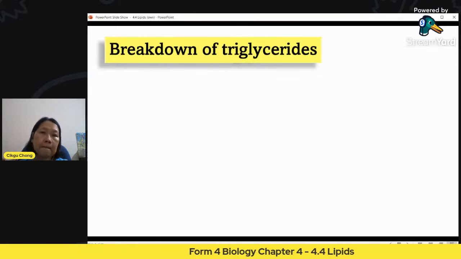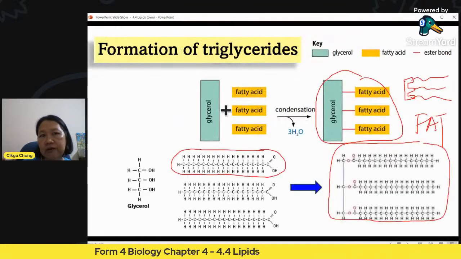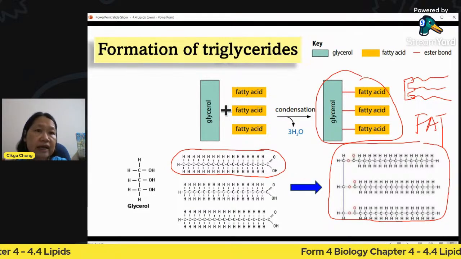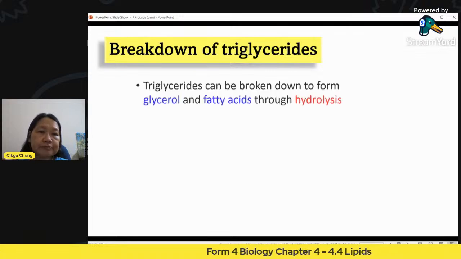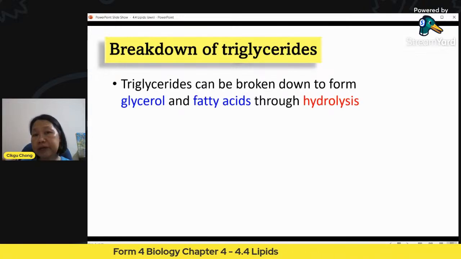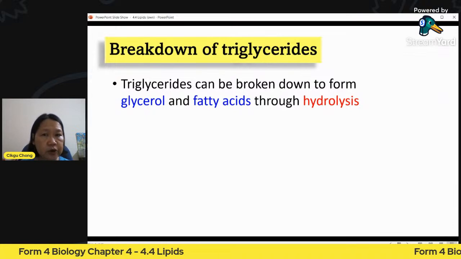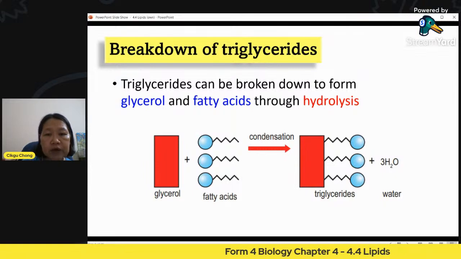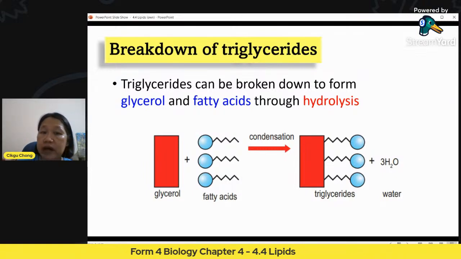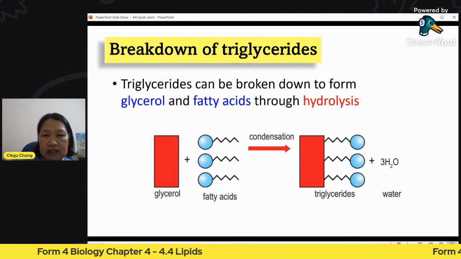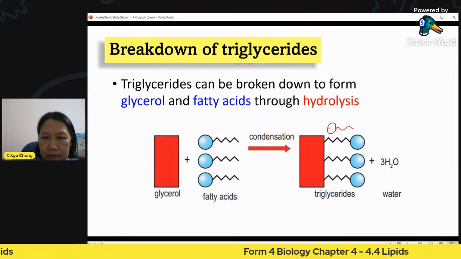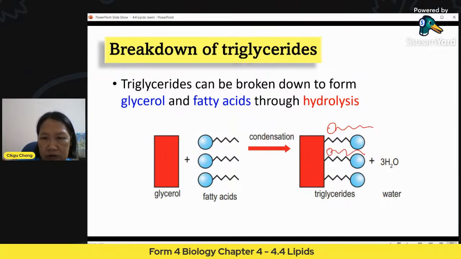Now, if we can form triglycerides by joining them together, we can also break down triglyceride. You form it through condensation, and by the same principle, there is a process called hydrolysis, whereby you add back water. Now, this one has been wrongly labeled, actually. The head is actually facing this way. So I'll cut this away.